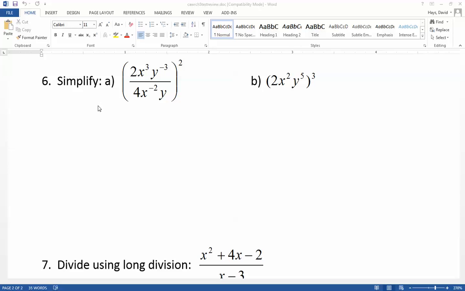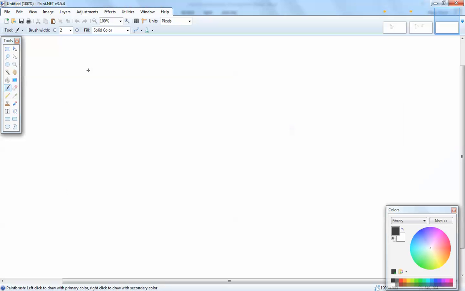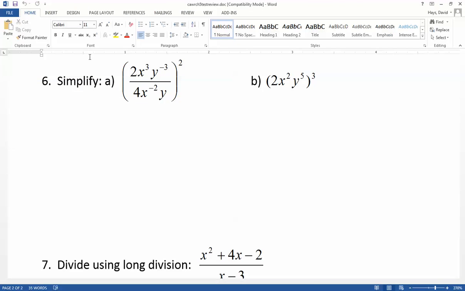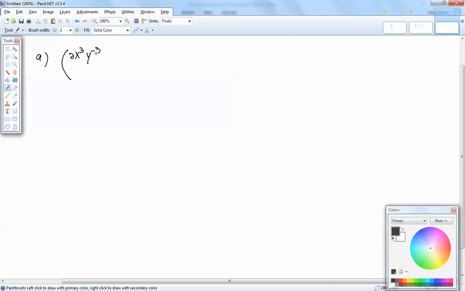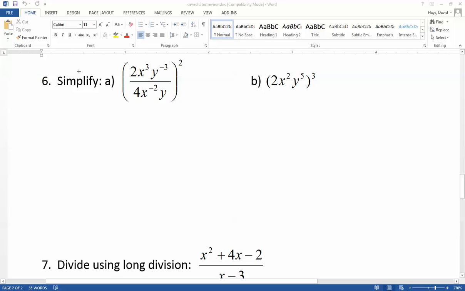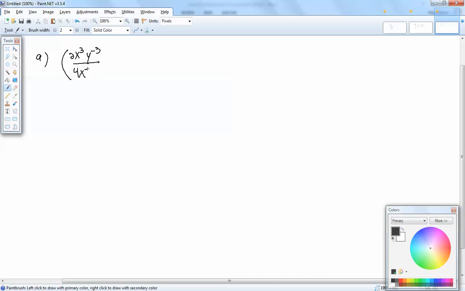Let's take a look at number 6. And we got A, we got 2x to the third, y to the negative 3, over 4x to the negative 2, y squared.